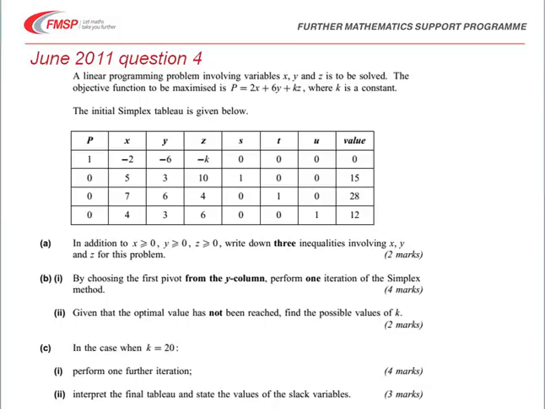It then says, choosing y as the first pivot column, we have to use one iteration of the simplex method, and then to interpret that as if an optimum value had not been reached, so we have to find the possible values of k. Then it says in the case when k is actually equal to a particular value, 20, do one further iteration and interpret the final tableau.